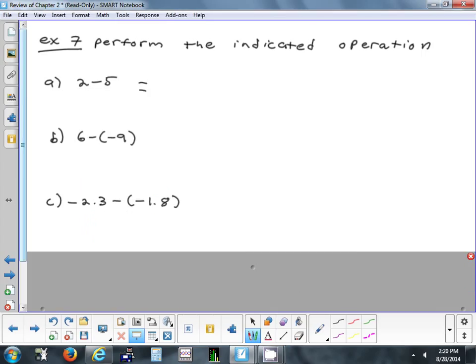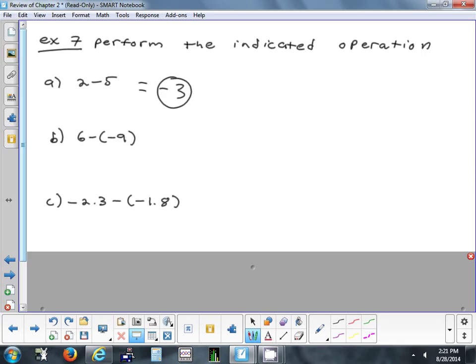What happens when you do 2 minus 5? You have 2 take away 5. Think about what's going to happen. Spencer? -3? Yeah, -3. Negative? Sure, because if you have 2 things and I take 5 away from you, I'm taking away more than you have. Anytime you take away more than you have, that's negative.